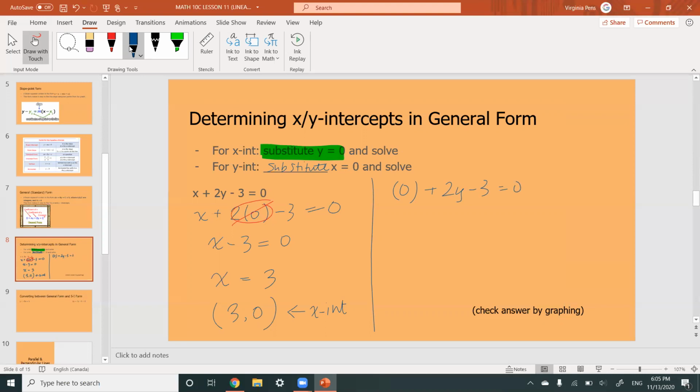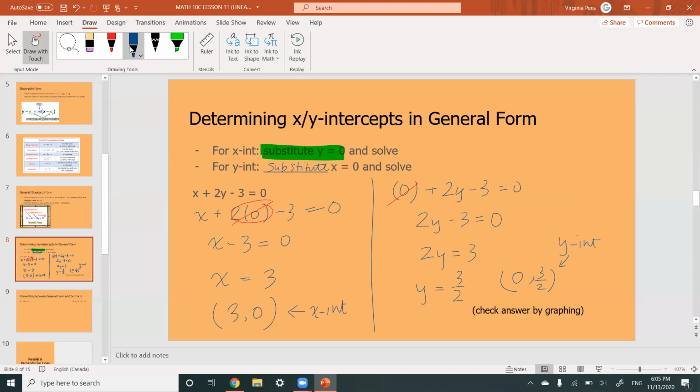Since x is equal to 0, it's kind of irrelevant, so we can take that out. And this leaves us with 2y minus 3 is equal to 0. Then we can bring the 3 over and divide both sides by 2, which gives us y is equal to 3 over 2. Once again, we're not done yet. We have to write the final answer as a coordinate point: (0, 3/2). Done. This is our y-intercept.